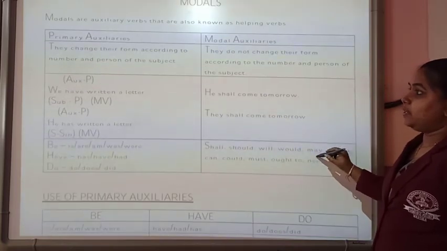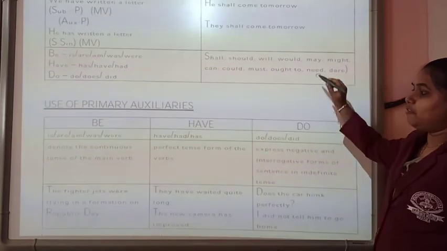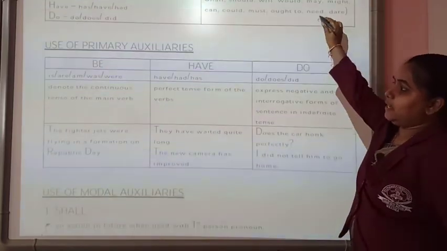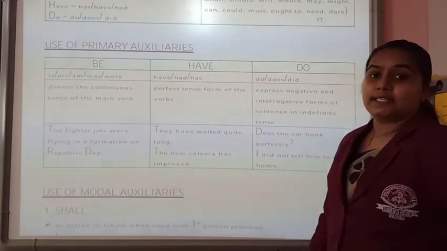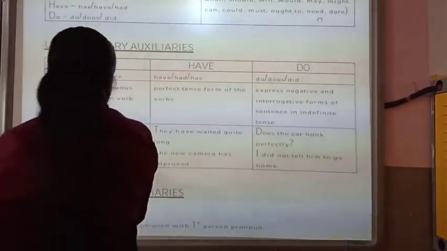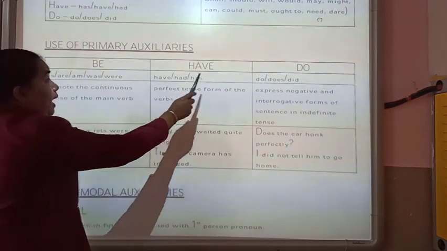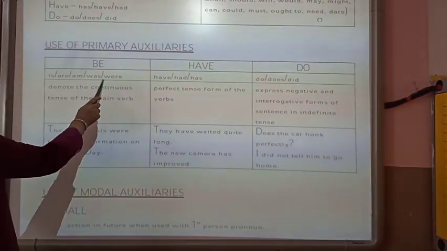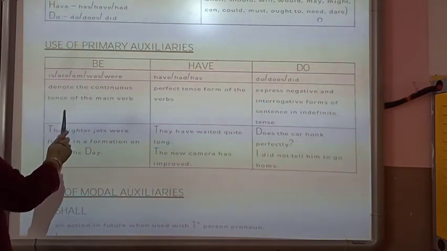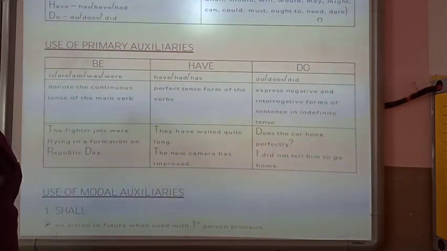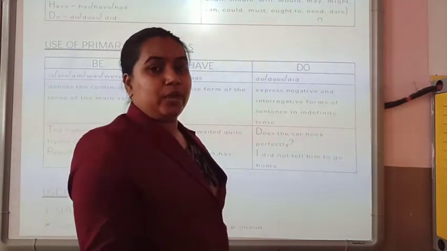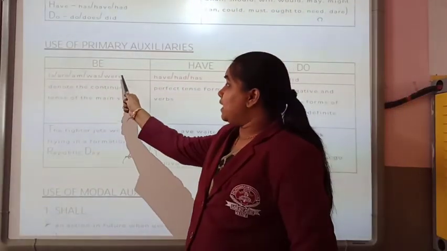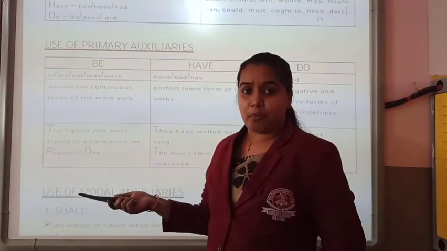See here, first one. Let us go to the use of primary auxiliary verbs. Okay, we will come to this first. See, as I told you, there are three primary auxiliary verbs: be, have, and do. So, is, are, am, was, and were. Is, are, am is denoting what? The continuous present form of the tense. Okay, it is used in the continuous form, and was and were is used for the past form.